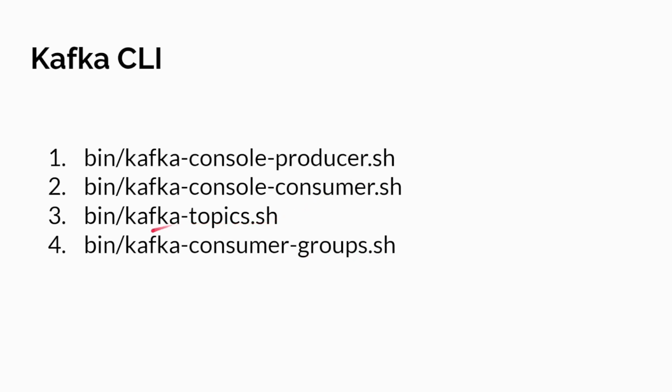Let's say if I have something related to Kafka topics, for example I want to create a topic, maybe describe the topic, delete it, then I will use this particular shell script. If it is related to consumer group, I will use this one. If I want to start a console producer, I will start this one. If I want to use console consumer, then I will use this one.